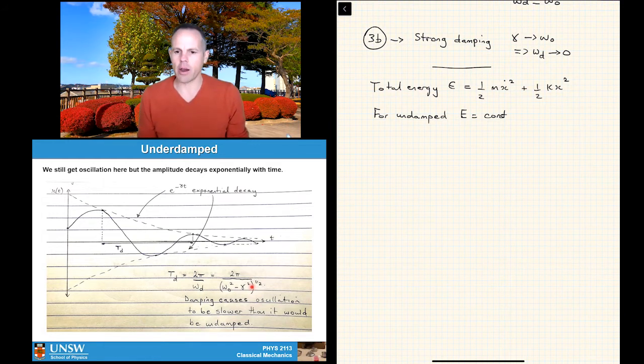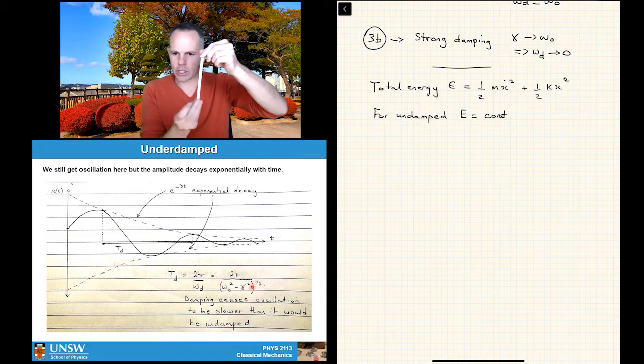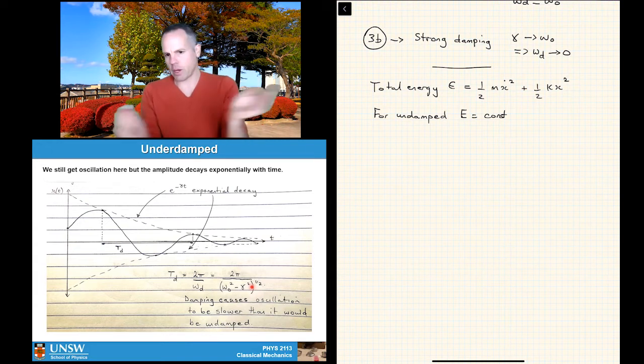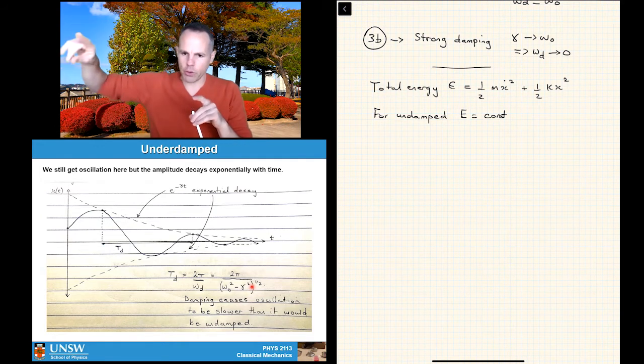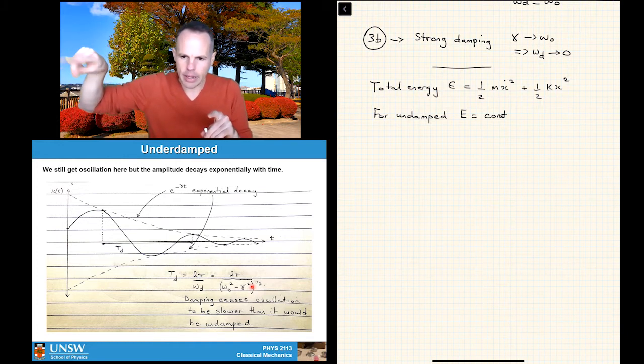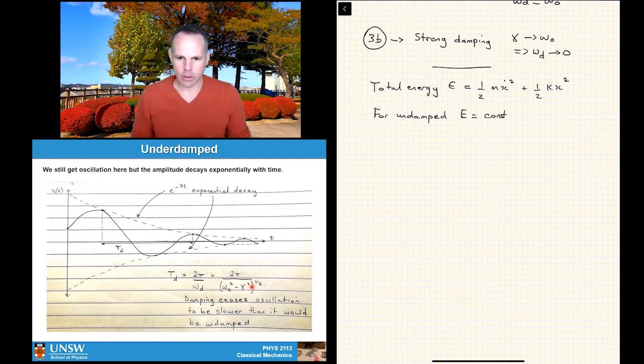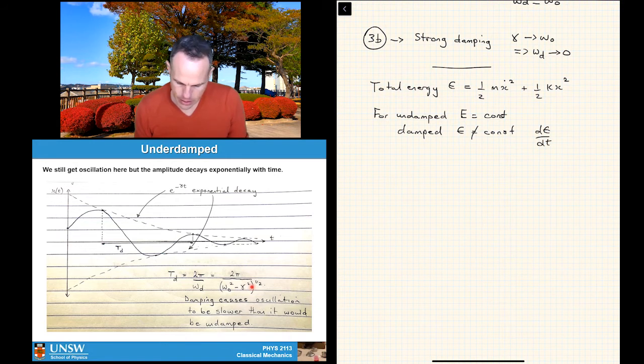It's lost to pushing air around, it's lost to generating heat by friction in the pivot. In a spring-based system, it might be lost to friction in the surface that it's sliding on, or if you had an eddy current damper, it would be lost to I squared R heating of the metal in the damping plate, okay? And so for damped oscillations, E is not constant, and so dE/dt is meaningful.